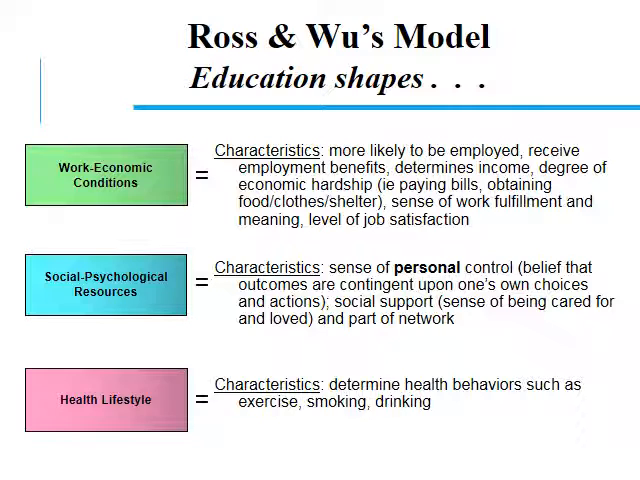For social psychological resources, the sense of personal control, that your belief in outcomes is contingent upon one's own choices and actions, social support, and being a part of a network. And the final modifying factor that Ross and Wu considered was health lifestyle, that the more educated you are, it determines the health behaviors that you're willing to take, such as exercise, smoking, and drinking.